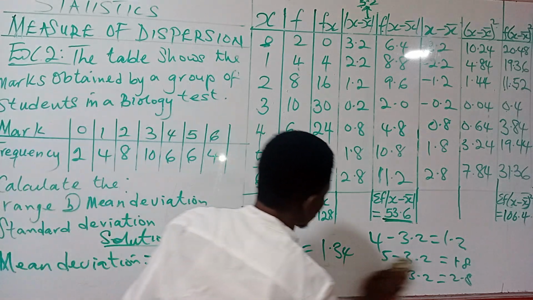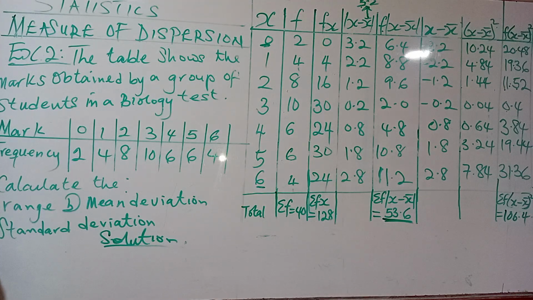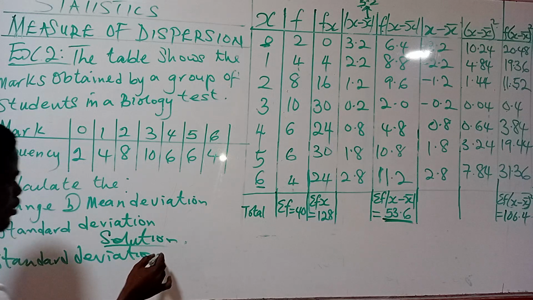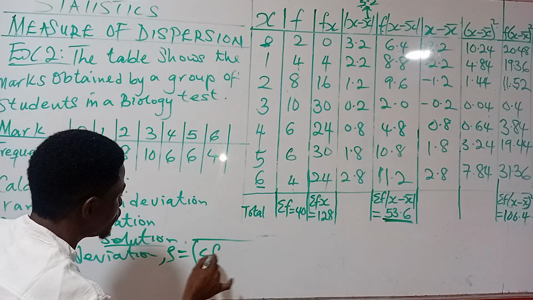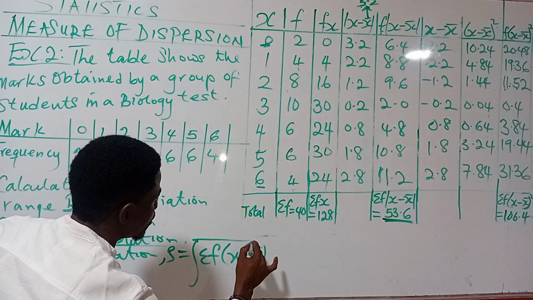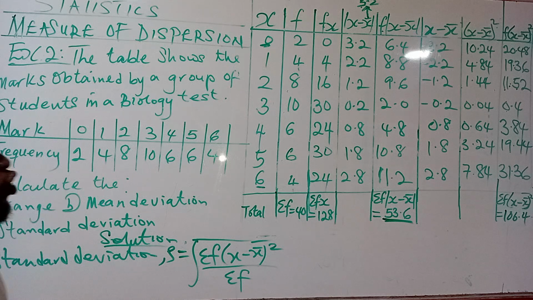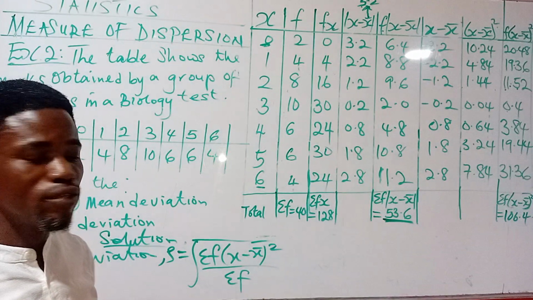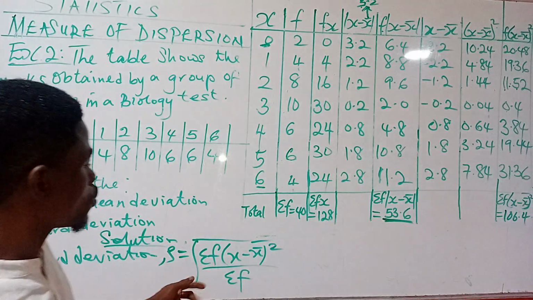Then the last question is we are to look for the standard deviation. And what is standard deviation? Standard deviation is the square root of summation of f bracket x minus x bar, then you square it, then divide by summation of f. So this is the standard deviation. If you look at some textbooks, you might have different formulas. But it is better for you to make use of the one you are able to remember.